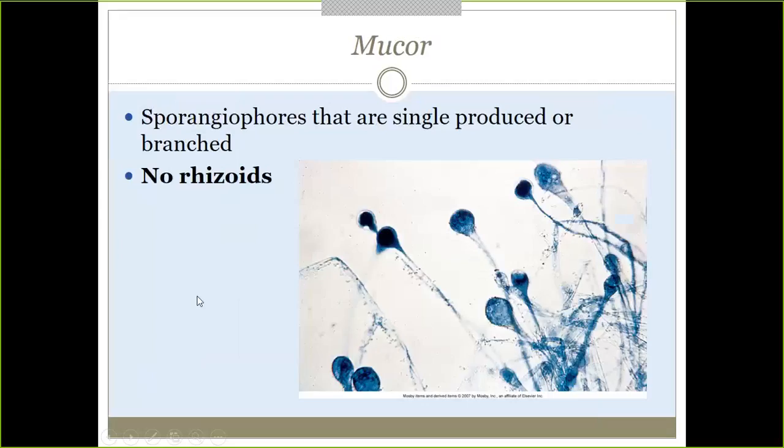And then Mucor has no rhizoids. So there are no root-like structures. It's just the sporangiophore with the simple hyphae down, if you will. So no rhizoids here to worry about. So again, know those three. Those are all three aseptate hyphae, and knowing if they have rhizoids and where they occur.